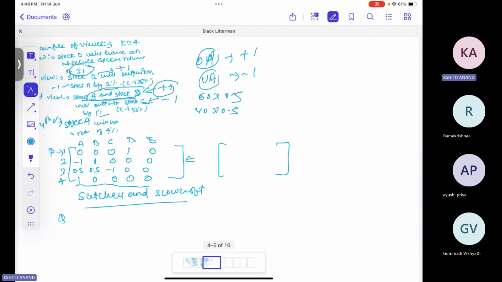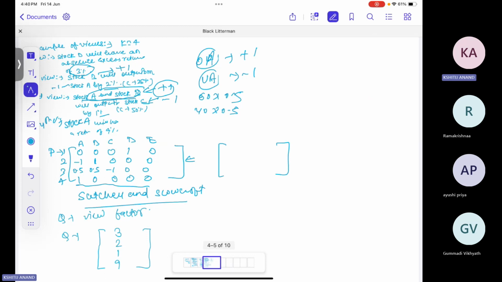Q is the view factor, right? So what will be Q? What are the numerical values that you have stated in the views? In the first view, you said that stock B will have an absolute excess return of 3%. So here you will have 3. In the second view, you said that stock B will outperform stock A by 2%. So the second input will be 2. The third view is stock A and stock B will outperform stock C by 1%. So here you will have 1. And in the fourth, stock A will have a return of 9%. So we'll have 9. So this is Q, nothing else.